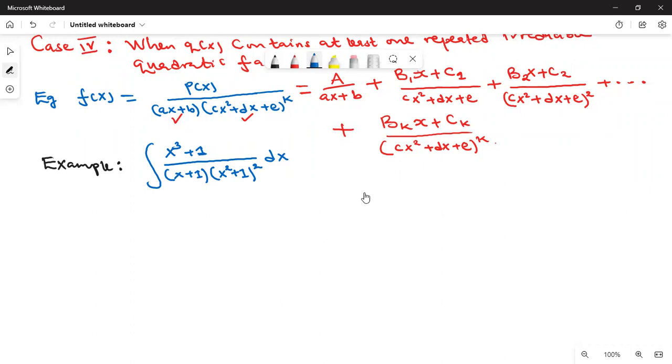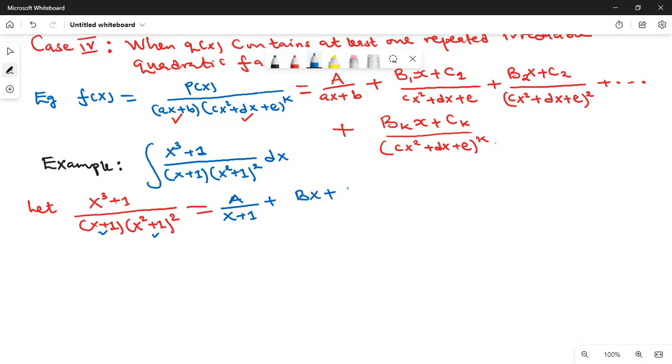So we are going to say that, let's write it. Let x cubed plus 1 over x plus 1 times x squared plus 1 squared be equal to, corresponding to the x plus 1, a over x plus 1, plus, corresponding to x squared plus 1, the first fraction, let it be bx plus c over x squared plus 1.